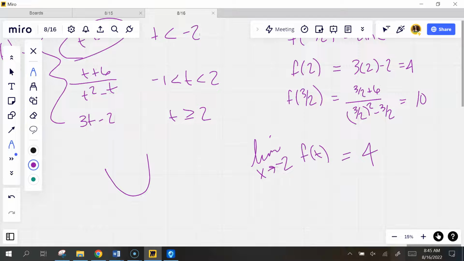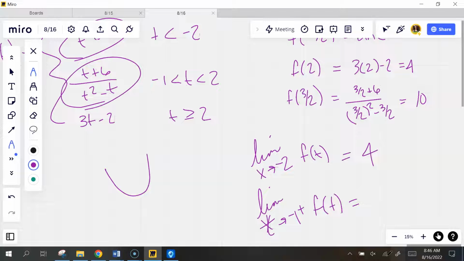How about the limit as t approaches negative 1 from the right? Which one are you using? I can plug in this middle one because negative 1 from the right goes towards the positive side, which would be in this inequality. So I can plug in there. Negative 1 plus 6 over negative 1 squared minus negative 1, which would be 5 over 2. Is that what y'all said?